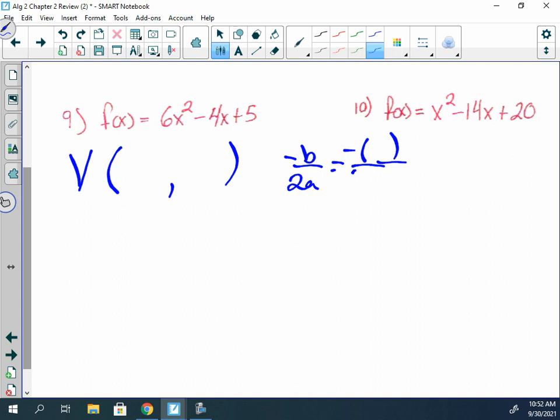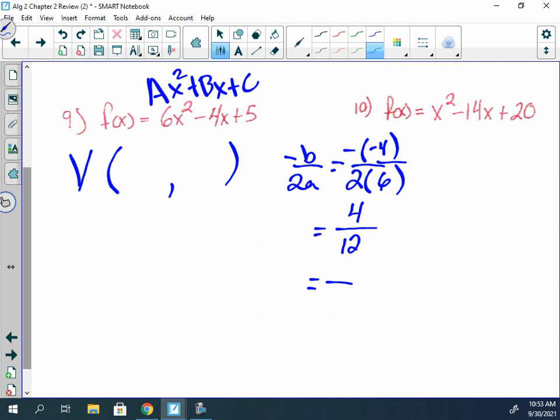Negative b, a. What is the value of b for this equation here? And a is, because again, this is still matching up with our ax squared plus bx plus c. Now our negative 4, well, the negative and negative would make a positive, and just be 4. 2 times 6 is 12. Now 4 divided by 12 is 1/3. So the x value of the vertex is 1/3.